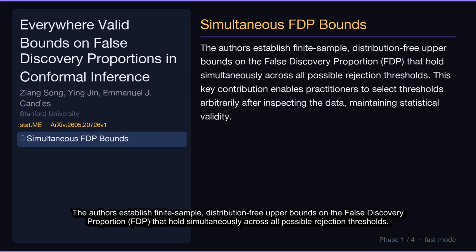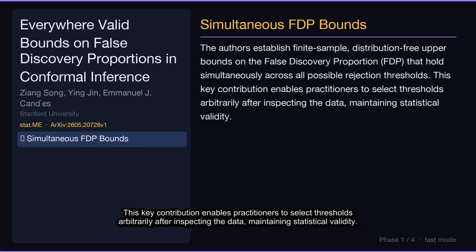The authors establish finite sample, distribution-free upper bounds on the false discovery proportion, FDP, that hold simultaneously across all possible rejection thresholds. This key contribution enables practitioners to select thresholds arbitrarily after inspecting the data, maintaining statistical validity.